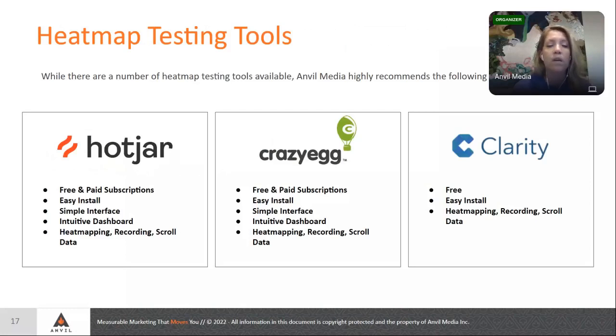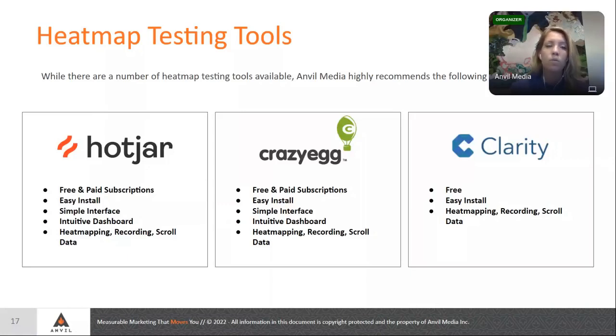Along with the heat mapping that we were just talking about, you can also get user recordings. So it's essentially like watching a movie of your users as they navigate throughout your site. You can see exactly what they were looking at, what pages they went to. And it's essentially like you were there with the user as they were on your site. And then we can also get scroll data as well, which is just understanding how far on any given page a user scrolled.